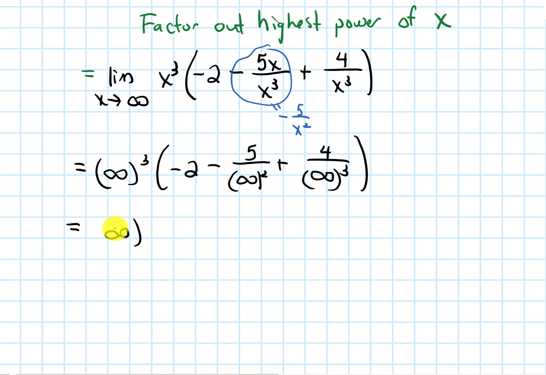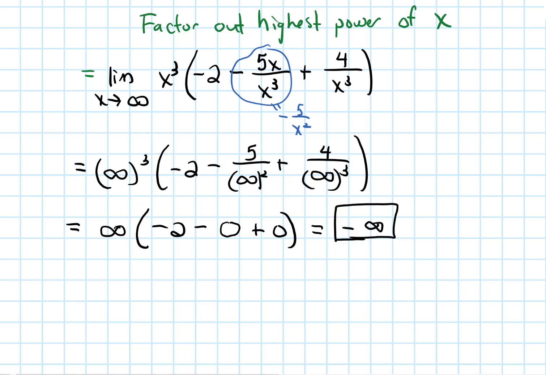Okay, and I can simplify this further. Infinity cubed is infinity times infinity times infinity. That's still going to be huge. That's going to be infinity. And then I get minus 2. And then minus 5 over infinity squared on the bottom, which is infinity. So 5 divided by a huge, huge number is going to be something super close to 0. So this fraction is approaching 0. For the same reason the next fraction is approaching 0, I get plus 0. Overall I have infinity times negative 2, which is negative infinity. And that is my answer.